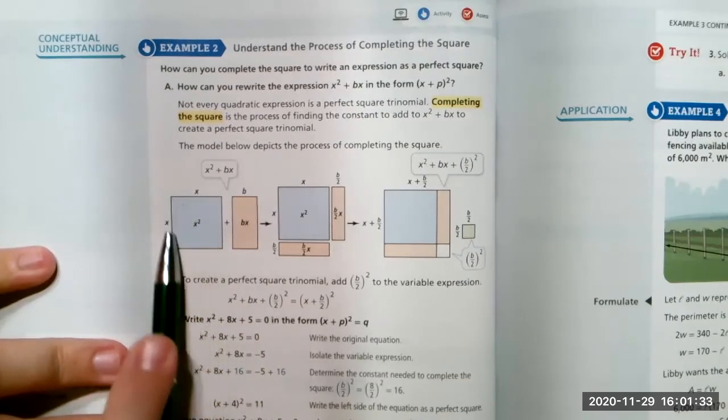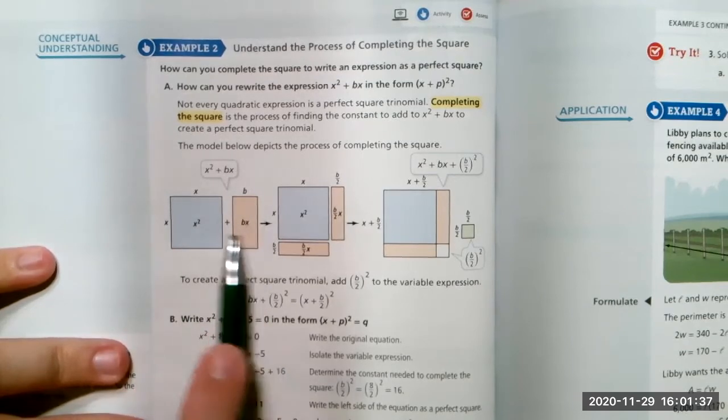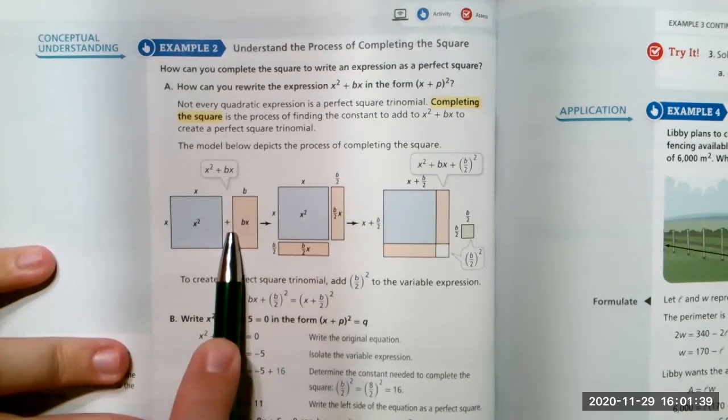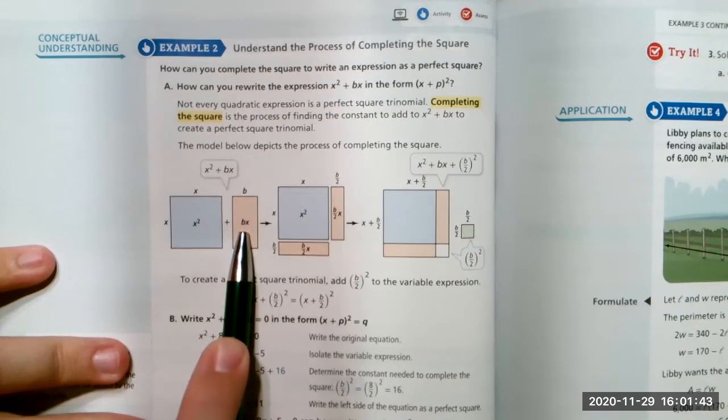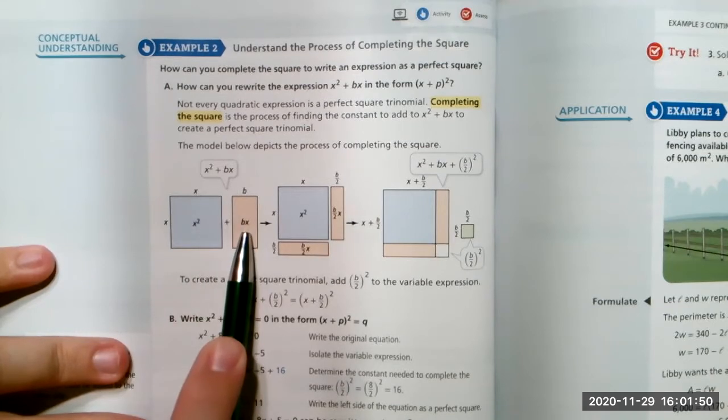You're starting off with a perfect square, right? X times X. But then you're adding something that's not a square. It's a rectangle, okay? It's just some number. It doesn't matter what it is, but it's not a perfect square. But what they're saying is you can take this situation, x squared plus bx, and you can manipulate it to make it a perfect square.